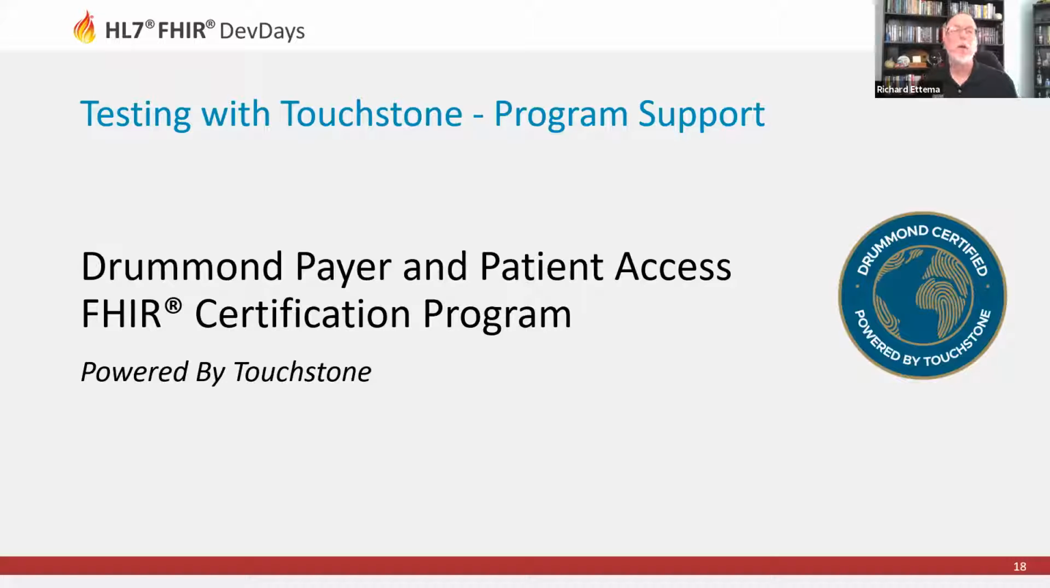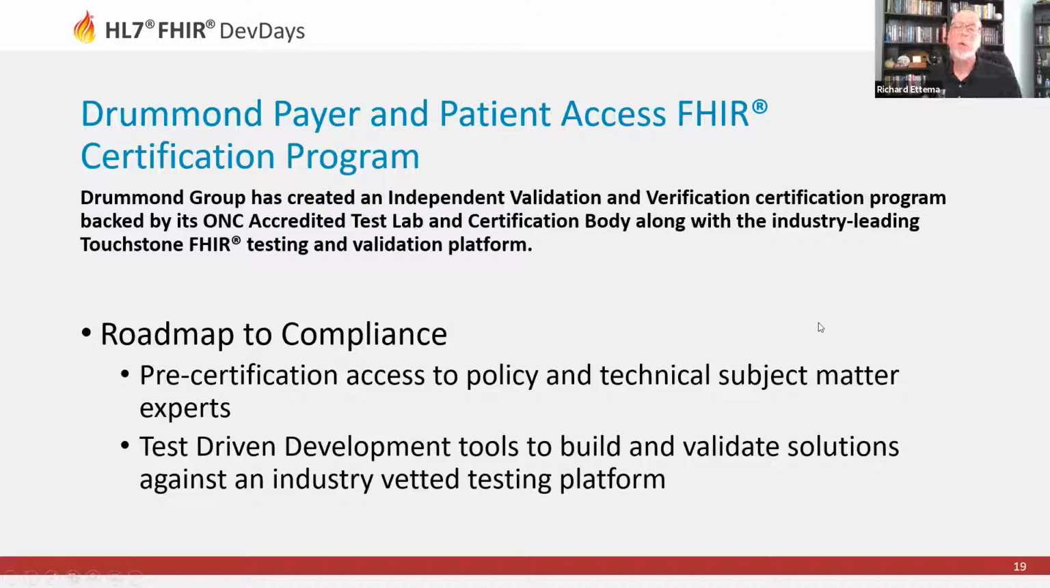So let's take a few moments here and focus in on that Drummond FHIR Patient Access Certification Program. Because that's what we're talking about here, certifying your applications based on federal requirements. So this one in particular is the one I want to focus on. Because basically what we're doing here is we're in partnership with the Drummond Group to provide the testing platform for their accredited test lab and certification process so that they can be the independent validation and verification organization that you go to.